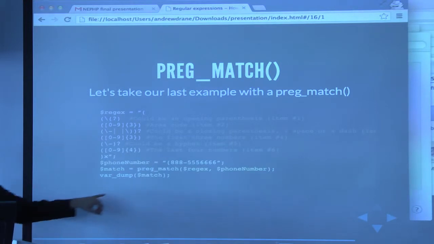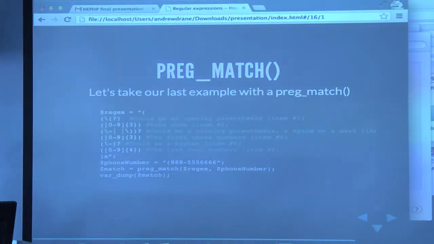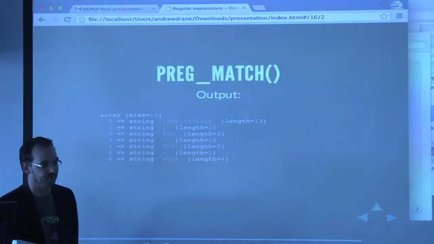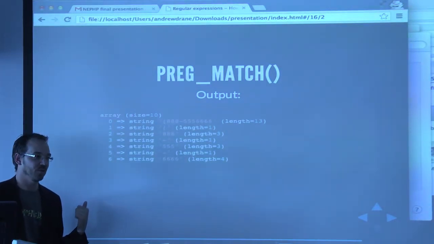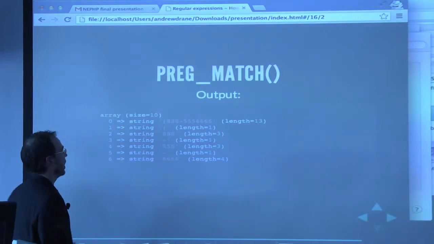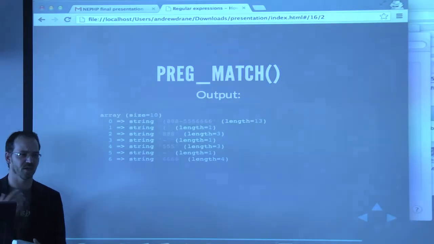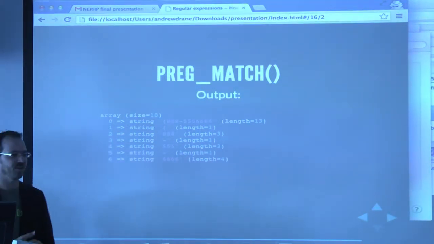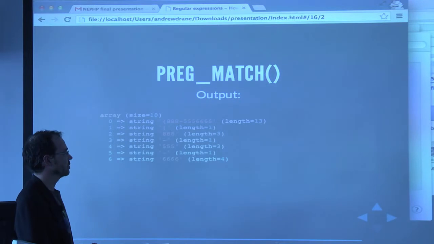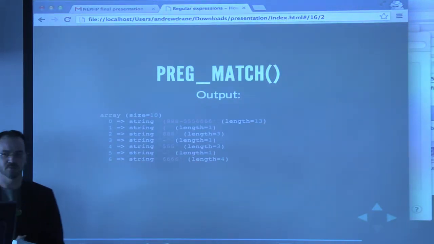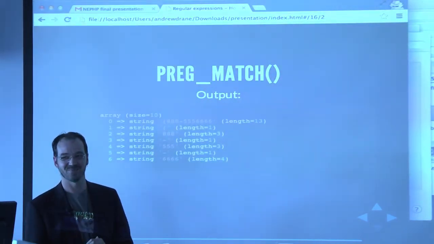So if we take this input, which is a normal user input, and we try to match it and dump the match, we'll get this array. As long as you have something in your array, it means that we had a match. It's been a while since I've used preg_match, and I'm not sure what it returns when it fails, but I think it returns 0 or false. Yeah, I think it returns false if there's an error.